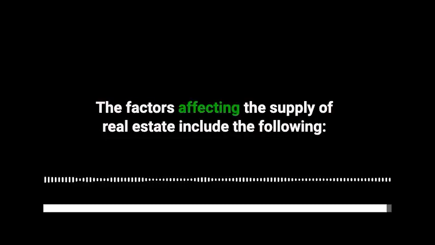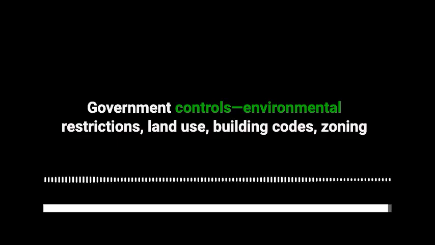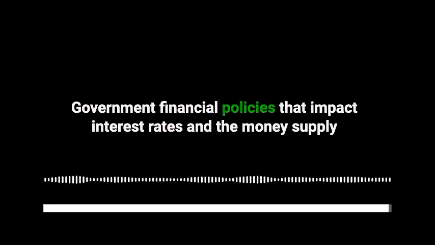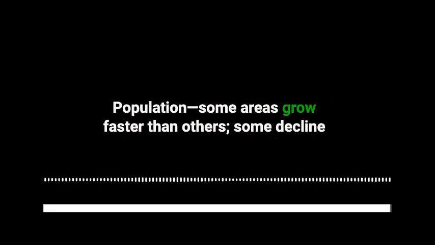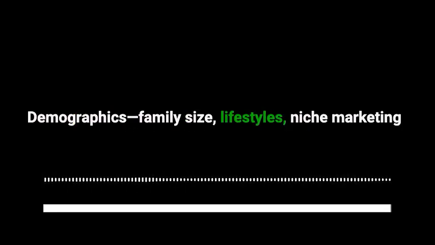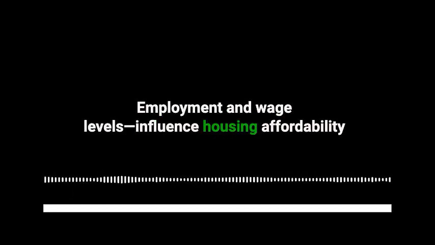The factors affecting the supply of real estate include the following: labor force availability, construction and material costs, government controls, environmental restrictions, land use, building codes, zoning, and government financial policies that impact interest rates and the money supply. The factors affecting the demand for real estate include the following: population, some areas grow faster than others, some decline; demographics, family size, lifestyles, niche marketing; employment and wage levels influence housing affordability.